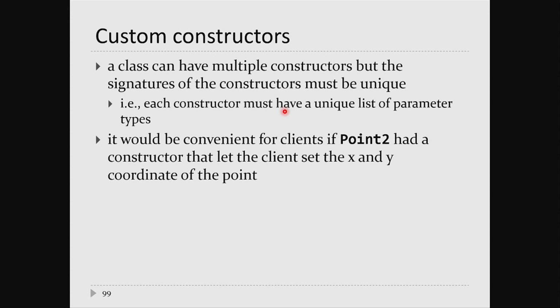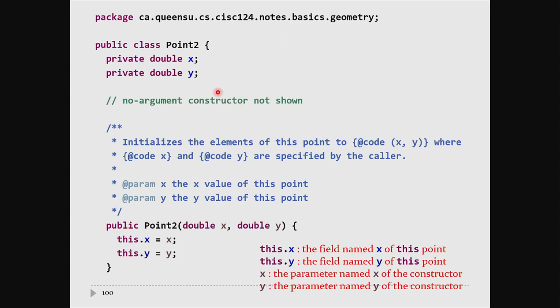of parameter types. So for the point2 class, it would probably be convenient if the caller of the constructor can set the x and y coordinates right away. In other words, they don't get stuck with the 0.00 every time. So what do you do? You put in a constructor that has two parameters, double x and double y. So now the caller can set the x and y coordinates of the point.